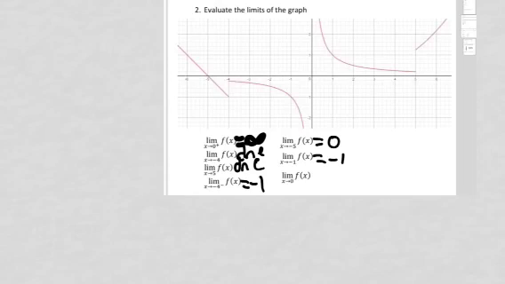Okay, this is important. The limit as x approaches 0. From the right, it was infinity. From the left, it looks like it's -infinity. Since it's approaching two different infinities, this limit does not exist. D and E.